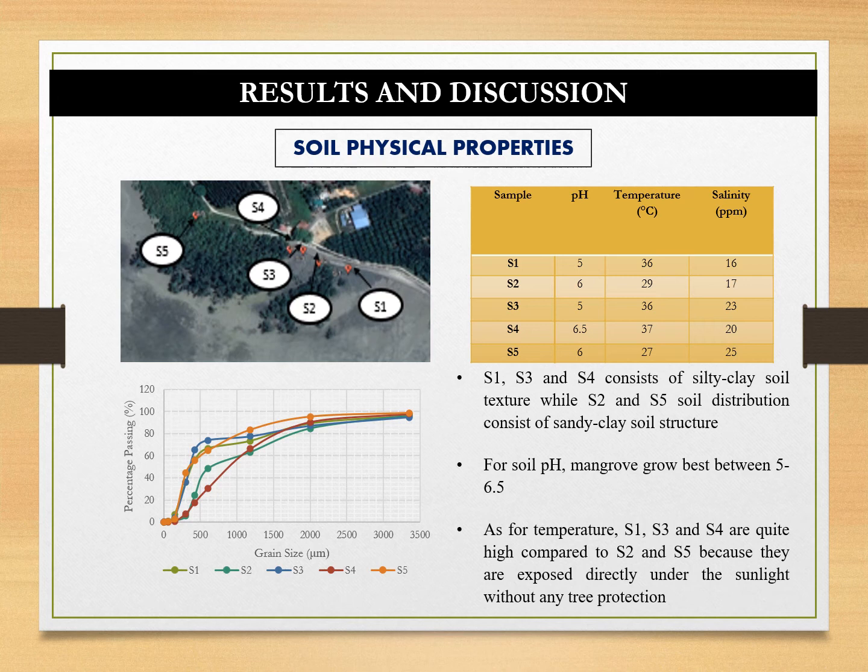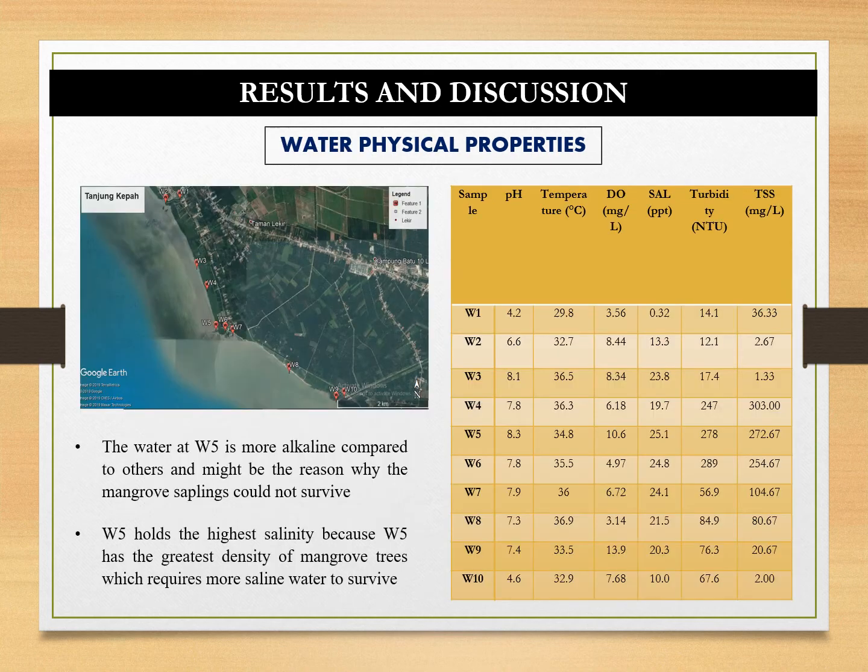And then for temperature, S1, S3, and S4 are quite high compared to S2 and S5 because they are exposed directly to the sunlight without any tree protection. For salinity, S5 contains the highest salinity because there are a lot of trees there. The higher the mangrove density, the higher the salinity.